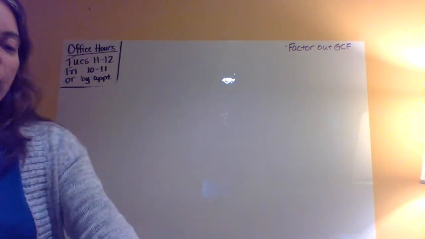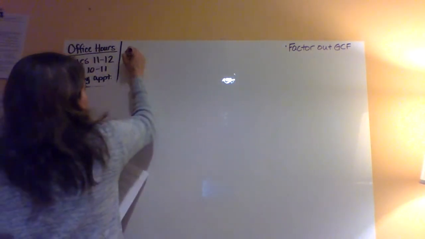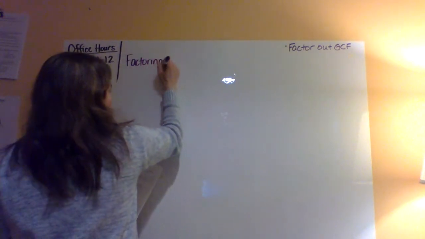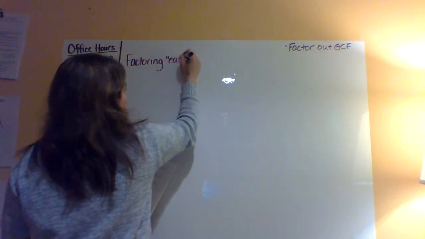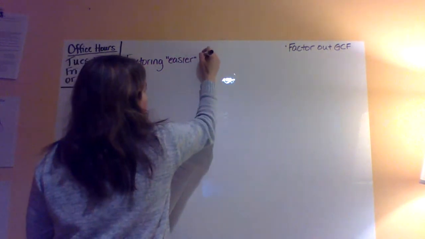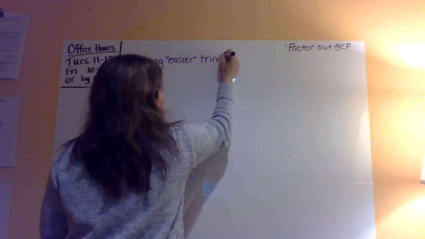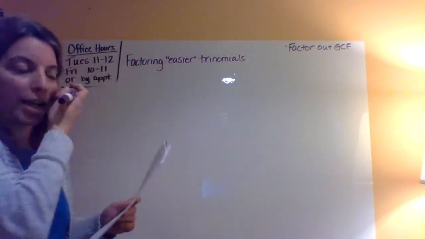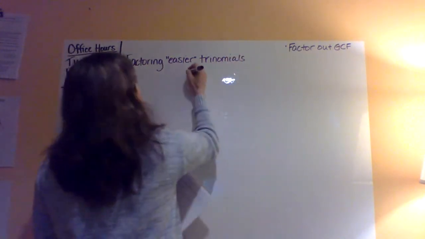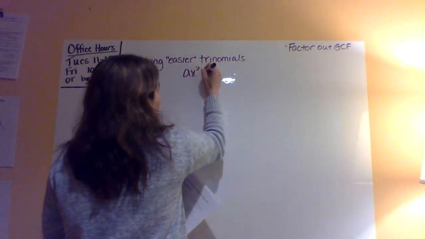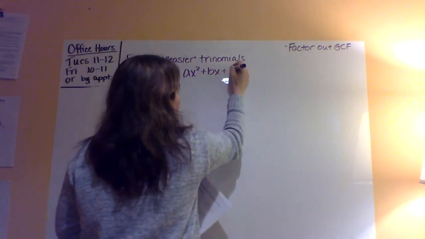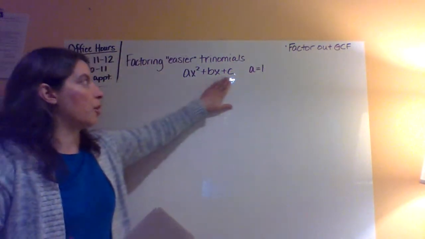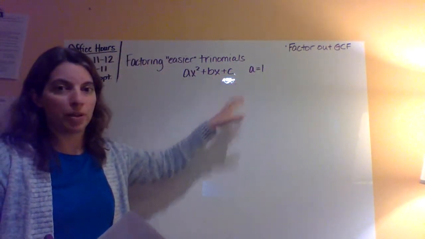The next thing we're going to talk about is factoring what we call easier trinomials. Okay, so a trinomial means that there are 3 terms. And so we're going to be looking at trinomials in this format. Ax squared plus bx plus c.